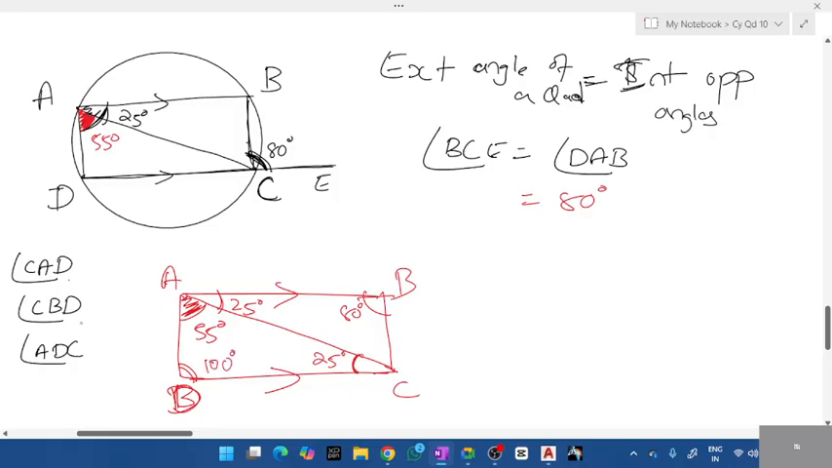Now the question is CBD. Let me join this triangle, second one, right? C. We need B and we need D. Okay, so this part, what we got? What's the value of this? 100 degrees, right? Okay, now CBD.